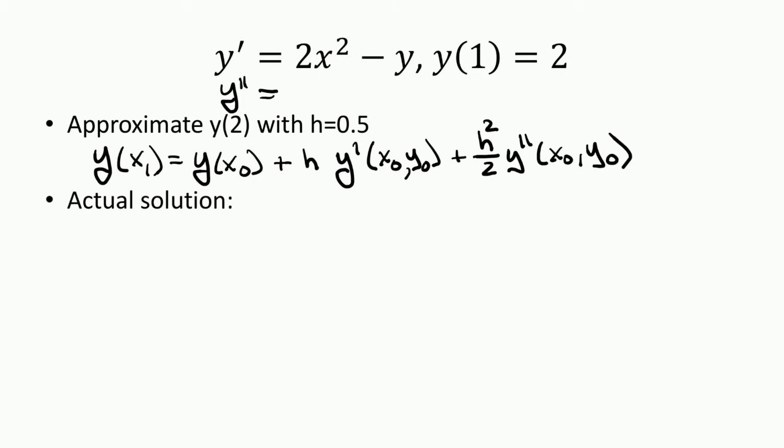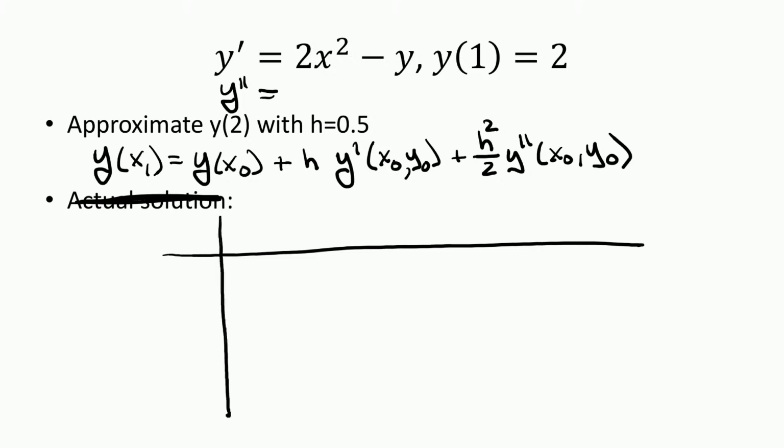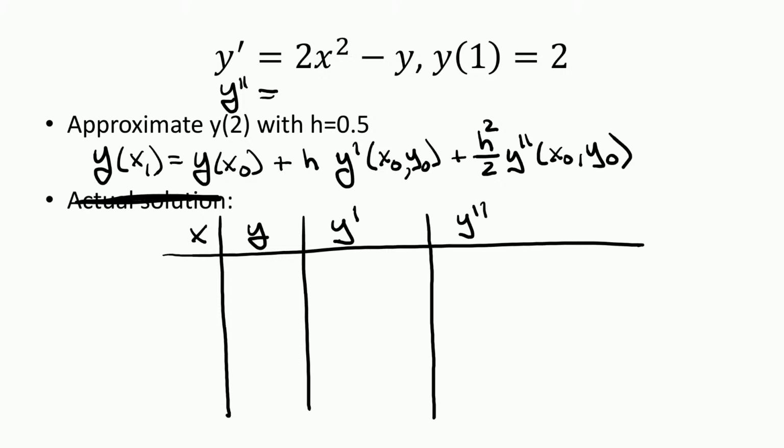So in other words, to do this, I'm going to make another table. My table's going to be a little bigger. I've got x and y. I'm going to have the slope, I'll call that y prime, and then I'm also going to have the second derivative. So I'm going to have more stuff. And then, of course, I think you can see where this is going.